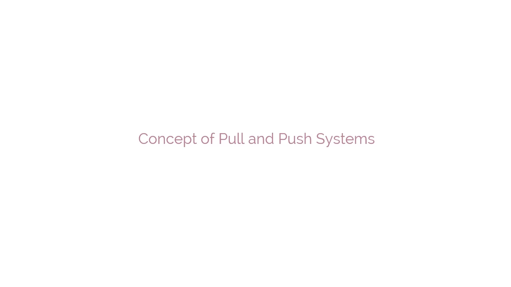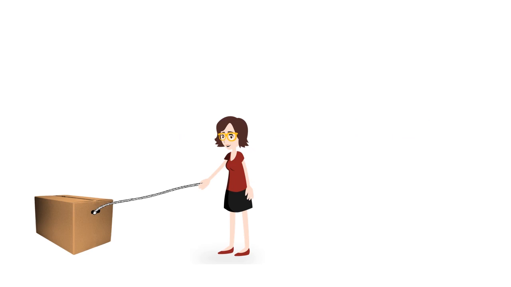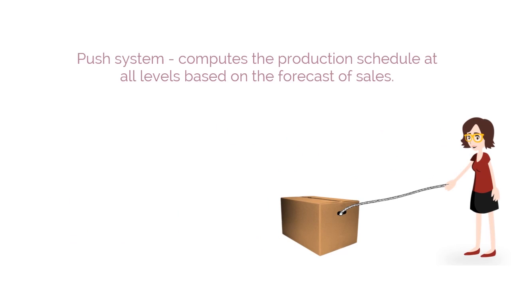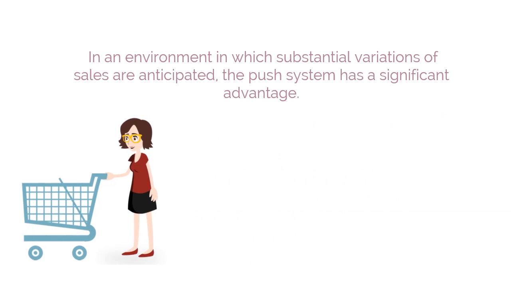Now we will learn about the concept of pull and push systems. The difference between the pull and push systems is that pull means make to order, whereas push means make to stock. A push system computes the production schedule at all levels based on the forecast of sales. Once a component is produced, sub-assemblies are pushed to the next level, whether the need exists or not. That is, the components are pushed into the system. In an environment in which substantial variations of sales are anticipated, the push system has a significant advantage.